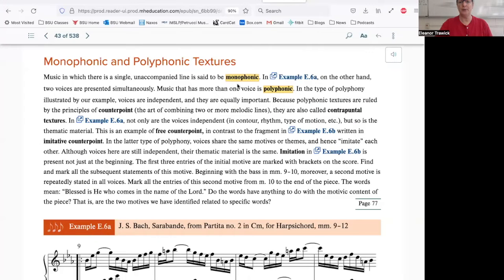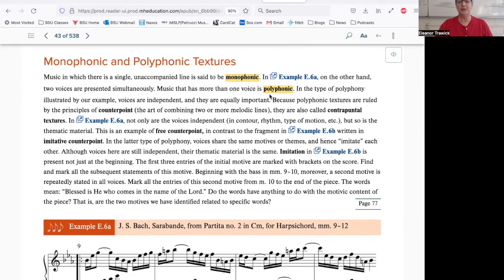Okay, first of all, monophonic music is music where there is a single melody. Most commonly, that's a single melody played by one instrument or sung by one voice. But it could also be a melody that's played in octaves by more than one instrument or sung in octaves by more than one voice.